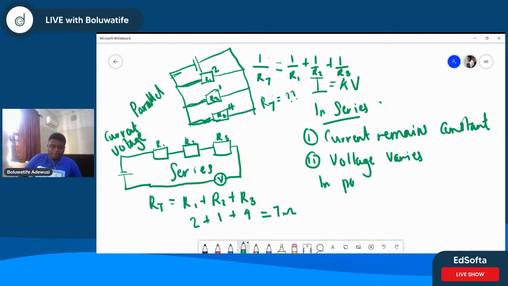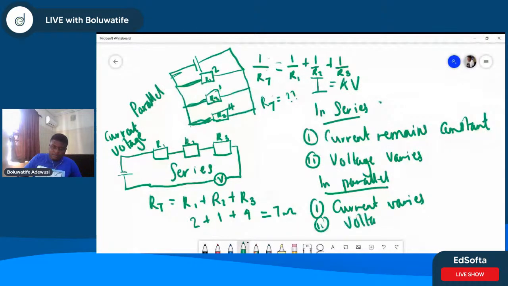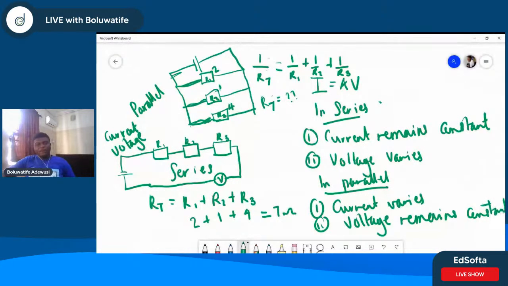In parallel, the reverse happens. So what actually happens is current varies and voltage remains constant. Okay, current varies and voltage remains constant. And why is that? Now, if you look at this diagram, it branches off.